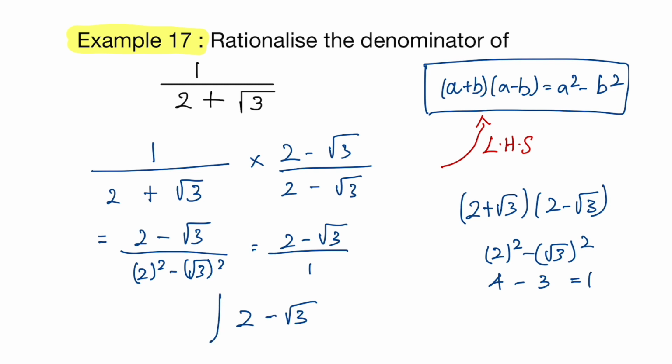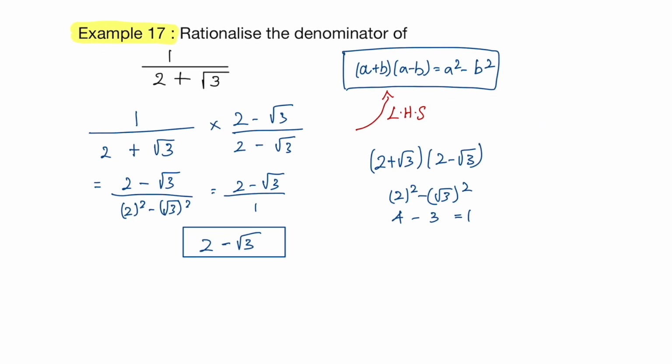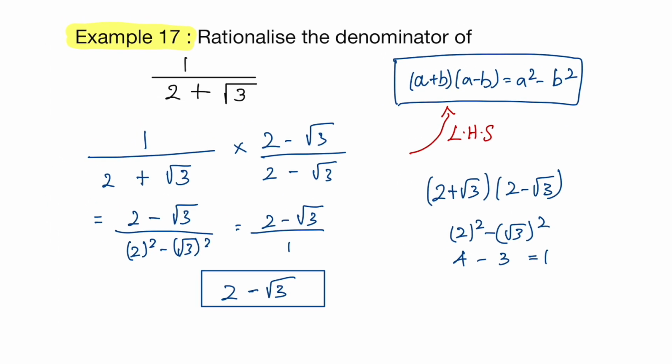Okay, it's just plain old 2 minus root 3. And the question is 1 divided by 2 plus root 3. So this is how we have converted the denominator into a rational number. In this case, the denominator is just 1, right? 1 is the denominator here, and that is a rational number. So we have rationalized the denominator.